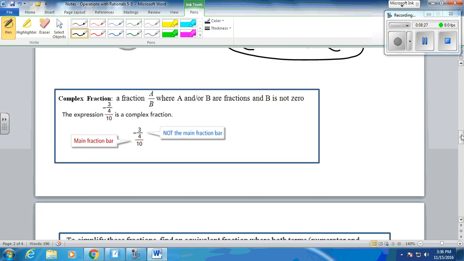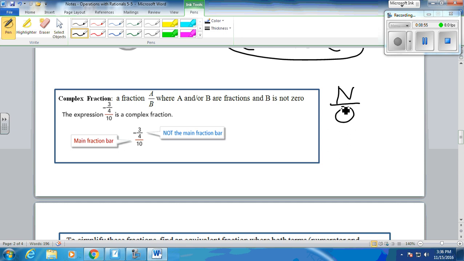Down here, we've already talked about this in topic 1, so this really isn't anything earth-shattering. It's just giving a good name to a complex fraction. And they're telling you a complex fraction is a fraction where your numerator A and your denominator B, where A and B are both fractions and B is not 0. Because remember, we learned that no, you cannot have a denominator of 0. You will get an undefined answer.